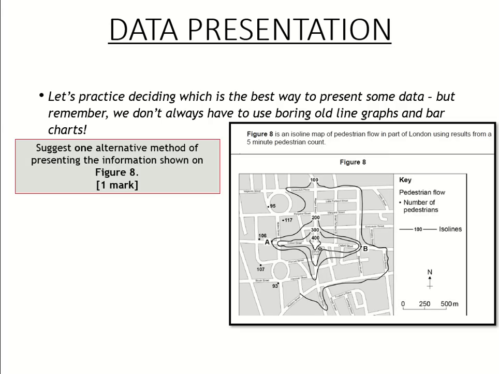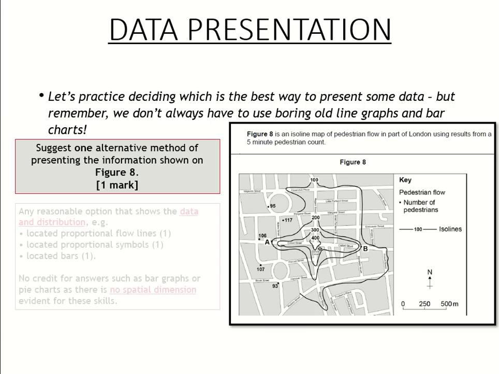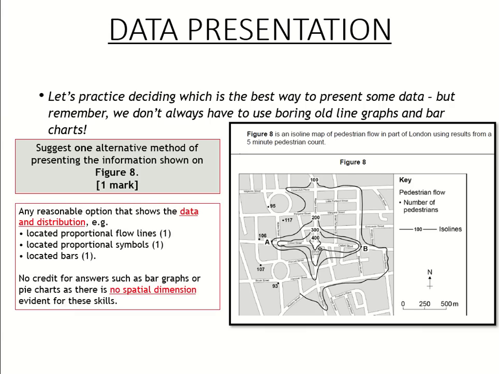Okay, so another example then. On figure 8, we've got an isoline map of pedestrian flows. What the student was doing here was they were trying to work out how many people walk along certain parts of London. And the problem with that map is it is quite hard to read. So what alternatives do we do? Well, we could have done proportional flow lines. We could have done located bars. Or we could have done located proportional symbols.